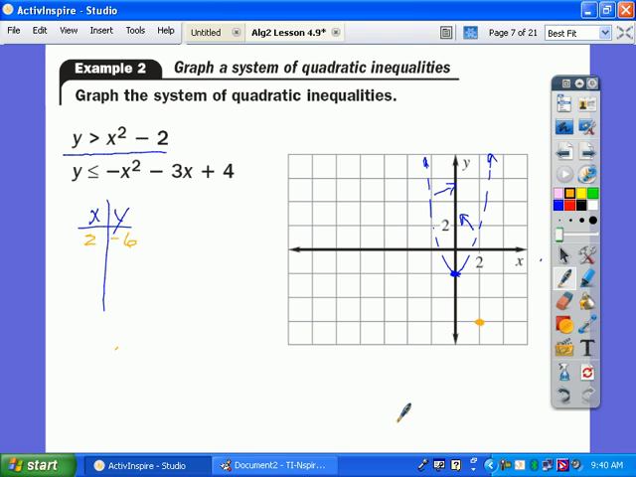So there's one point. I know that this is a quadratic, so it's going to be a parabola. I know that this is negative, so it's going to be opening the other direction. The quadratic has to be opening down. Okay, so that's a little bit of knowledge. Let's plug in 0. If I plug in 0, I get 4. That's an easy one. So here's (0, 4).